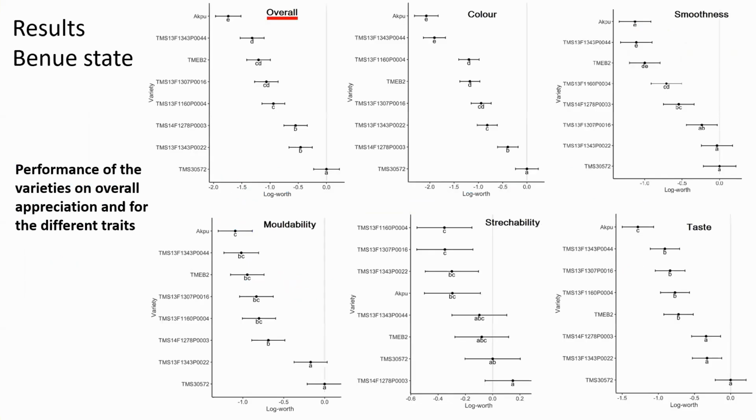Here are some results of Bennu state. This is just very simple, the overall ranking underlined with red. You see that we had 8 varieties, and we see that the lowest variety below in the graph is clearly the best one.